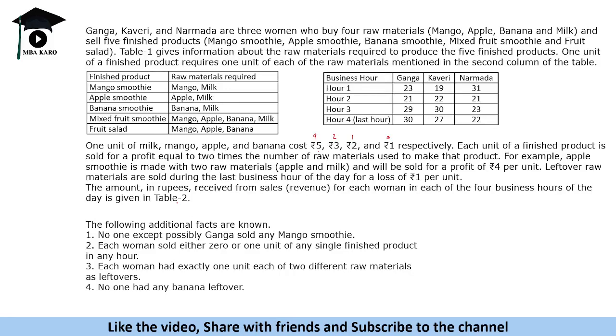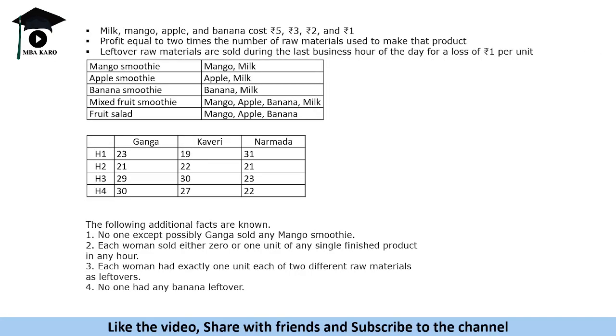The following additional facts are known. Right, some facts are given to us. No one except possibly Ganga sold any mango smoothie. Each woman sold either 0 or 1 unit of any single finished product in any hour. Okay, so like this, we are given the conditions. So let's do the next step, that is to fill who sells what, and then we will see the questions also.